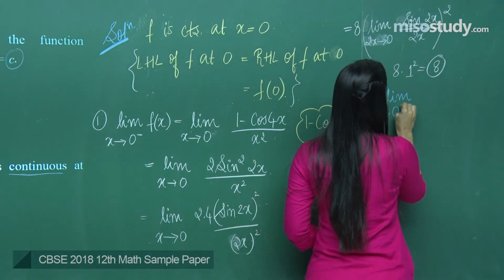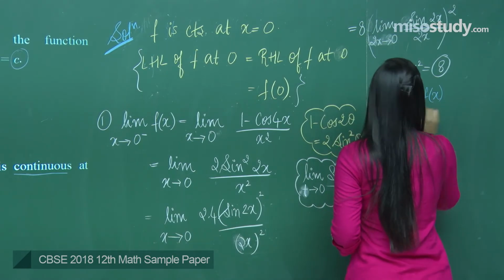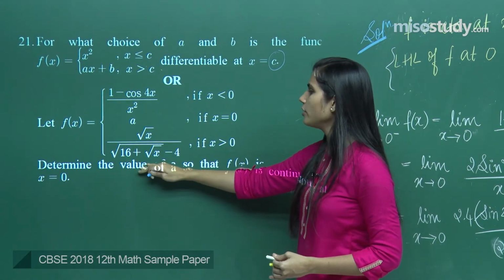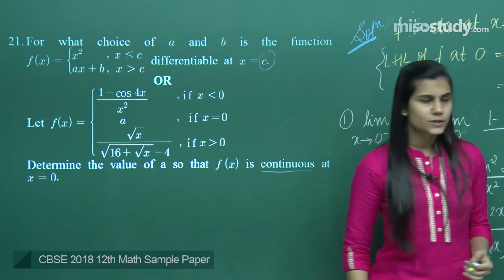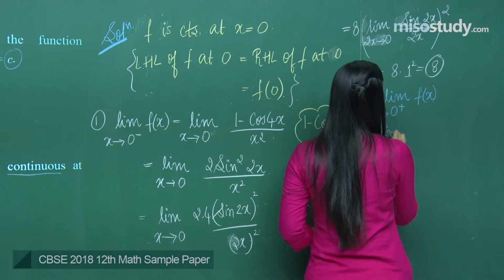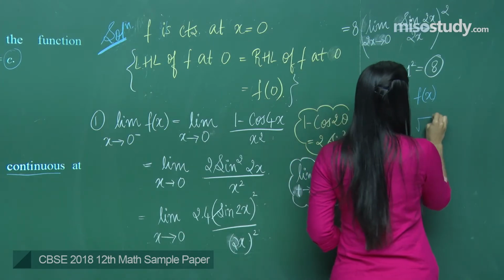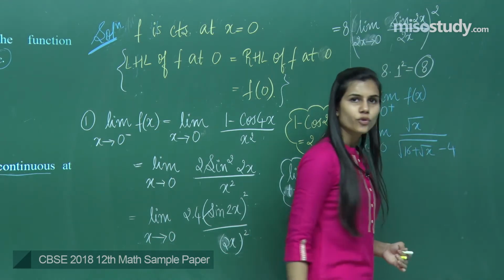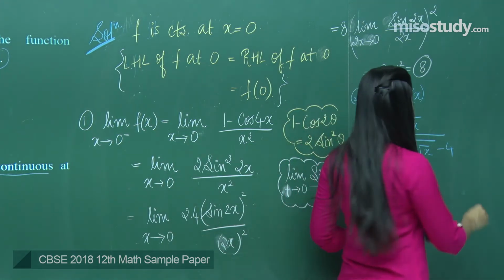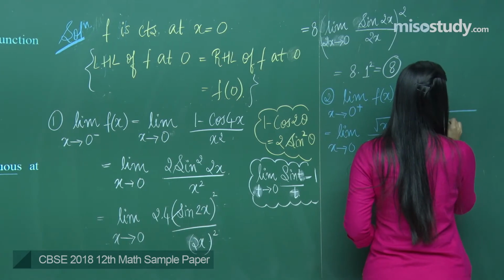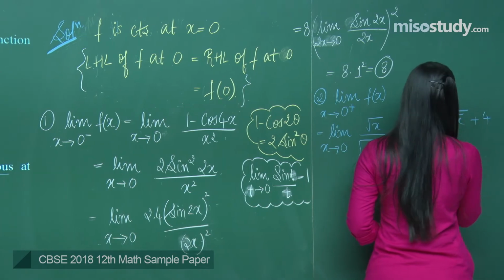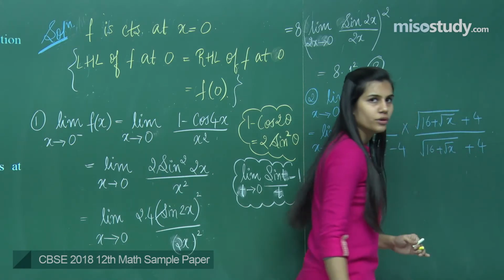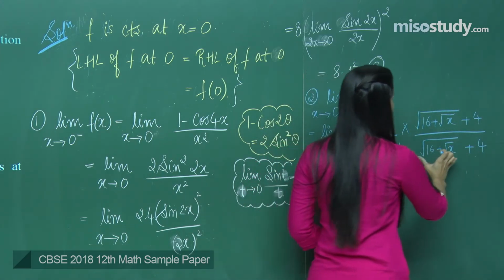Limit x tends to 0 from the positive, and your f of x. So when x is tending to 0 from the positive, function is root x upon root over 16 plus root x minus 4. So this is limit x tends to 0, root x upon root over 16 plus root x minus 4. You know how to deal with expressions like these. You just multiply and divide by their conjugate, 16 plus root x plus 4, 16 plus root x plus 4.